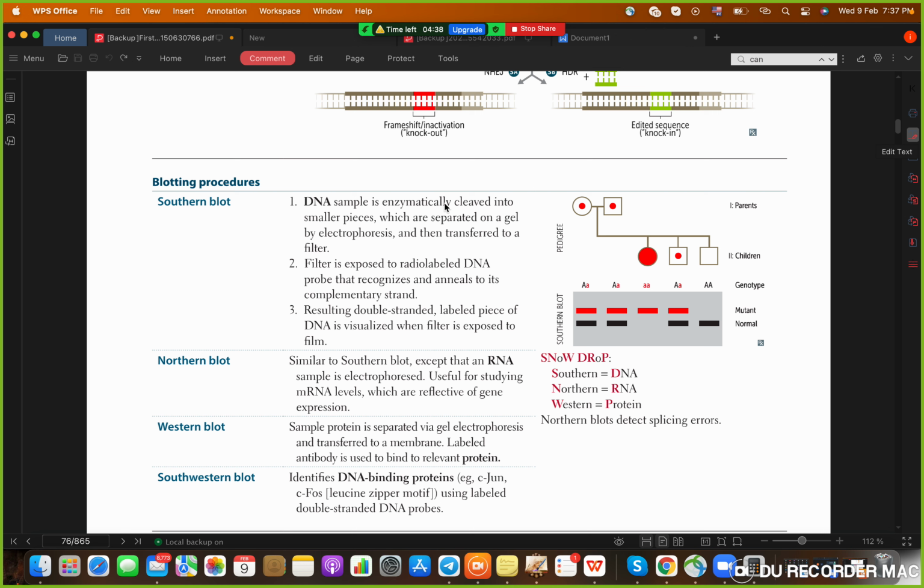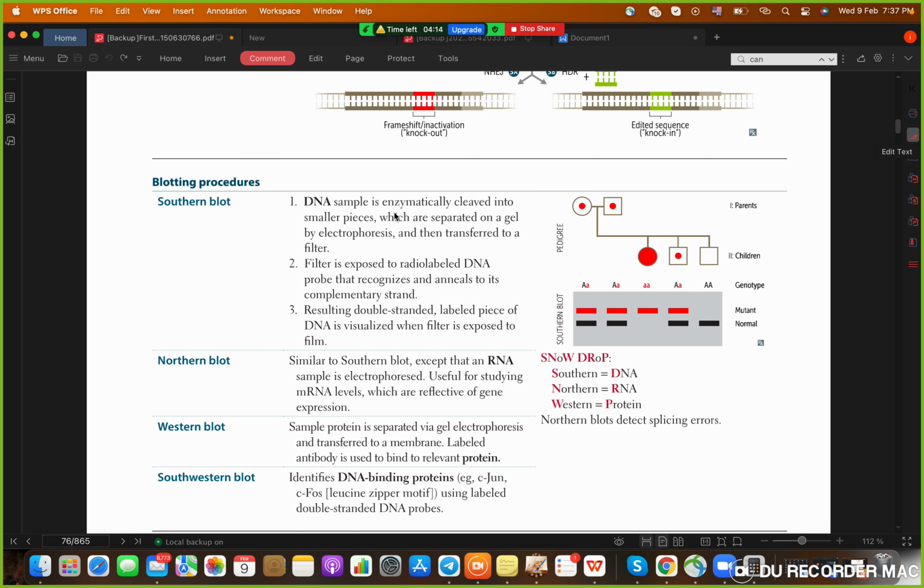So the DNA sample is enzymatically cleaved into smaller pieces. This is actually, guys, how we check. You know this program, maybe you are not the father. This is what they do, Southern blot. They check the DNA of mommy and daddy and the boy, and they check if he's the father or not. Also, they can check if he has a mutation that comes from the father or mother.